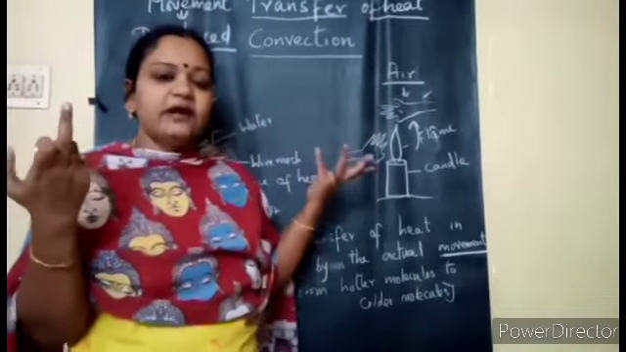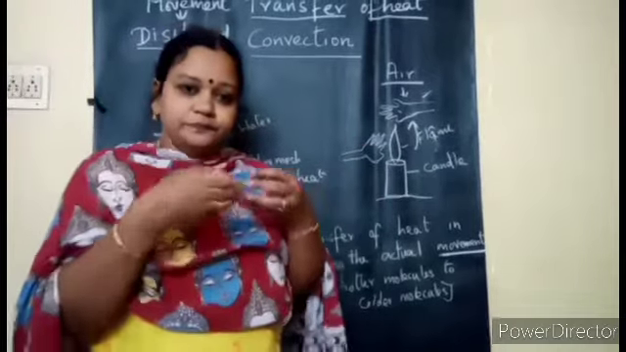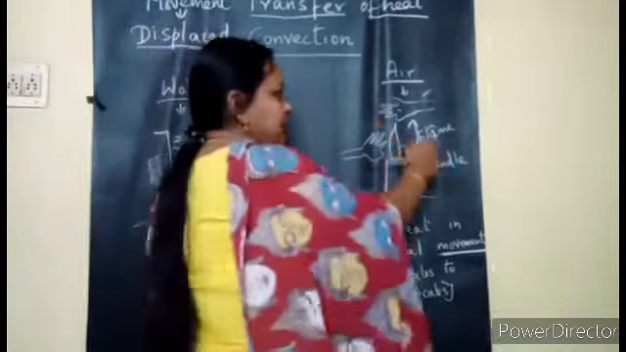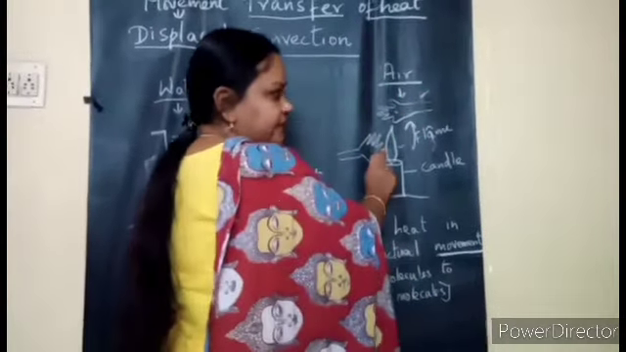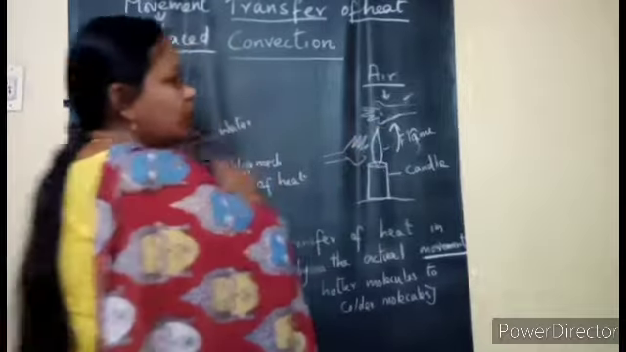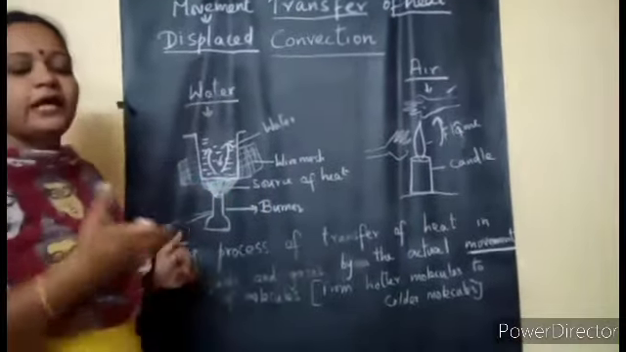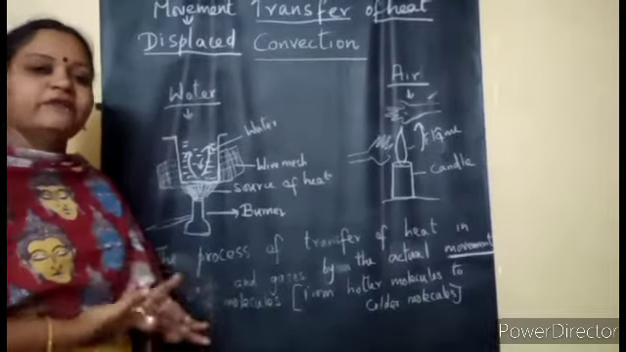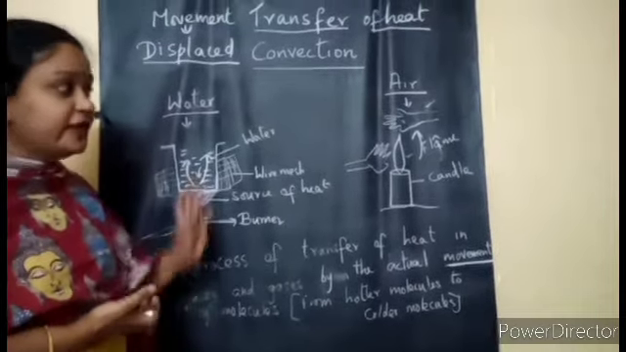Warm air, why will it rise up? Because it becomes lighter, so it will move up and the cold air will come and occupy that place. Here also, surroundingly, the same process of convection takes place. So these two are the examples to understand how the transfer of heat is taking place in the liquids and gases.